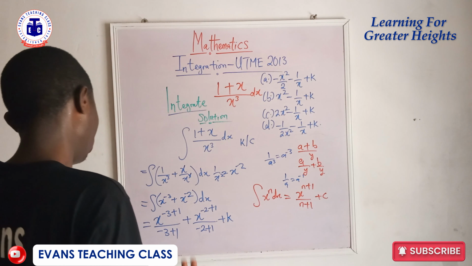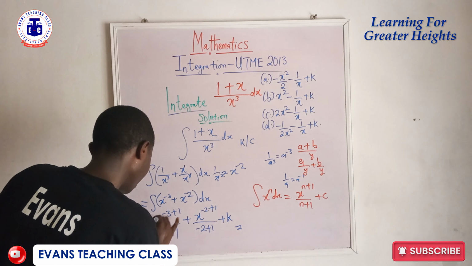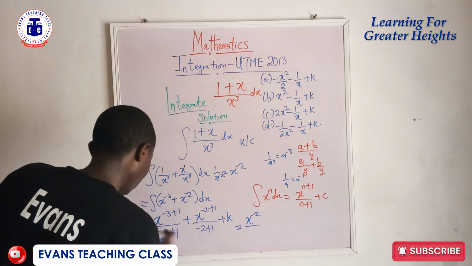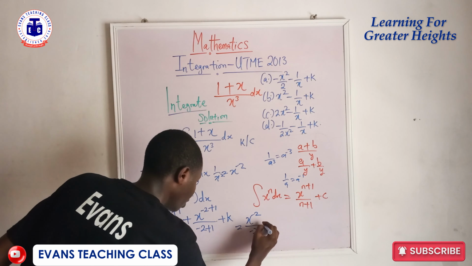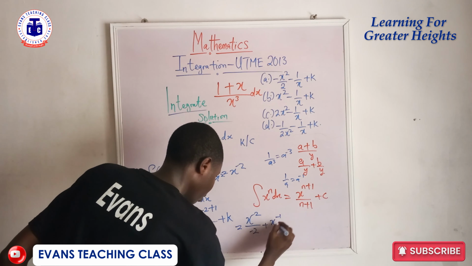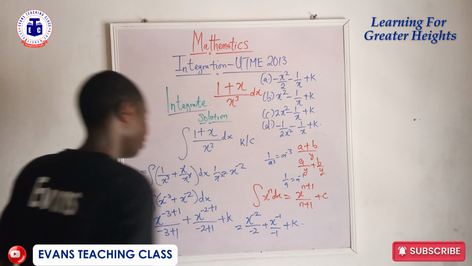Now, what's the next thing you want to do? Just add them and subtract. So what do we have now? That will be minus 2 here. Here too we have what? Minus 2. The same thing here too. Plus, we have what? Minus 1. Here too, you have minus 1 plus k, right?